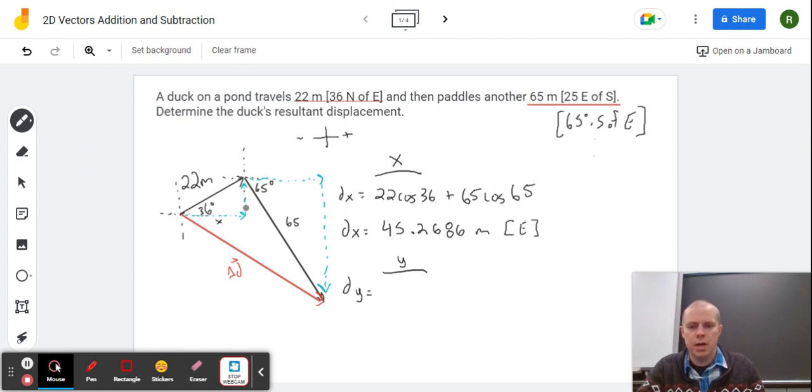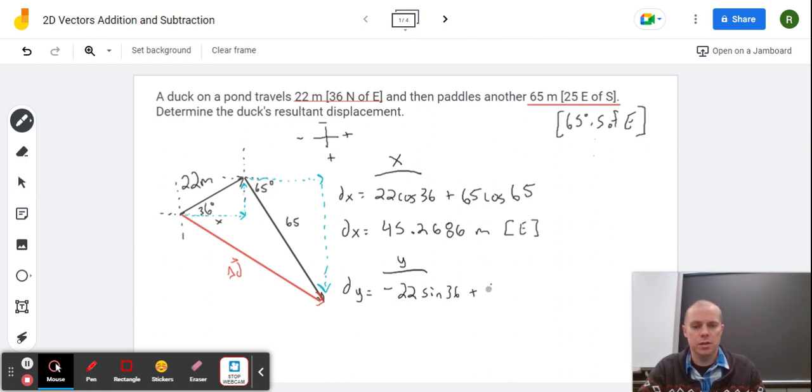Now here I've got a vector, this small one going north, and this large one going south. So I'm going to make south positive and north negative, just to make things a little easier. So this first vector here is opposite to the angle. So opposite means sine. So this will be, it's going north, which I said is negative. So negative 22 sine of 36 plus our other vector. The y side is going south, so plus, and it is opposite of the angle, so sine.